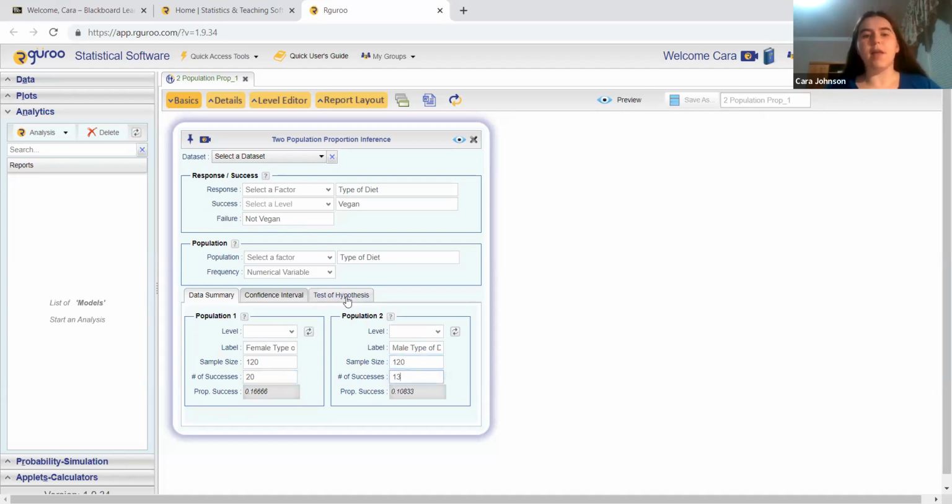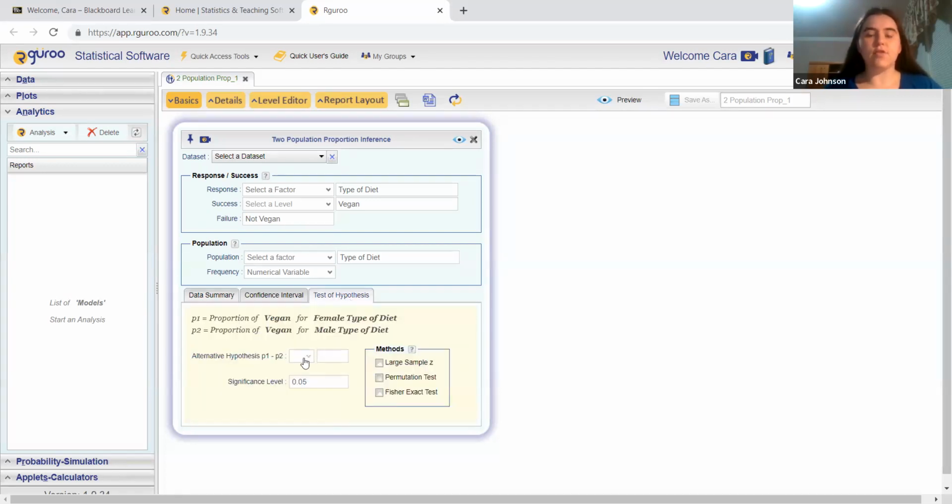Go under test of hypothesis, enter in your null. So it's going to be greater than 0. Check large sample Z. So this is the same format as the mu1 minus mu2 format. So it's always 0 in the box, and then you put the sign here. And then the significance level here is 0.1.